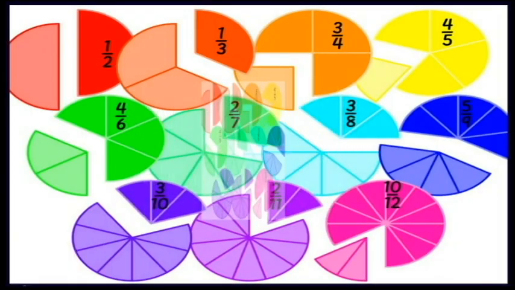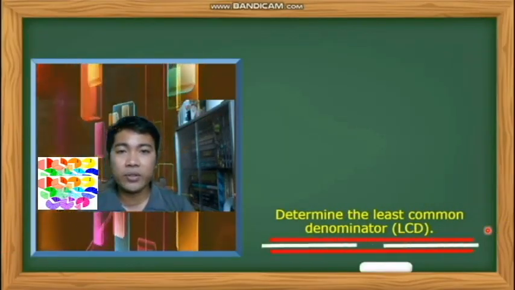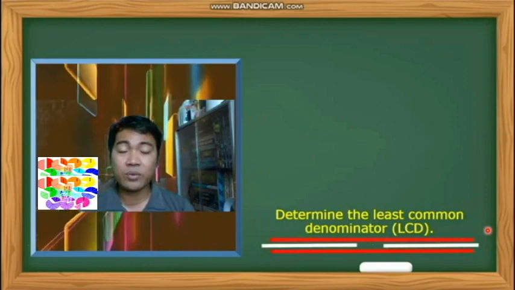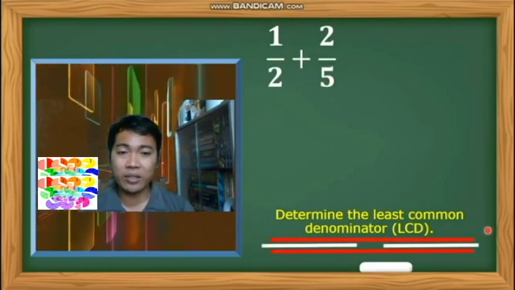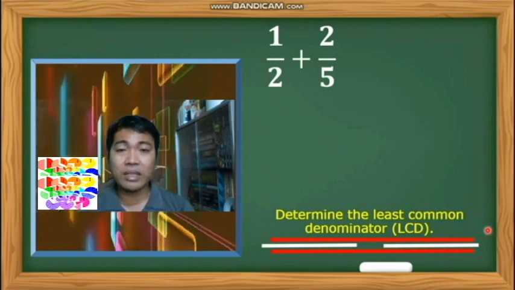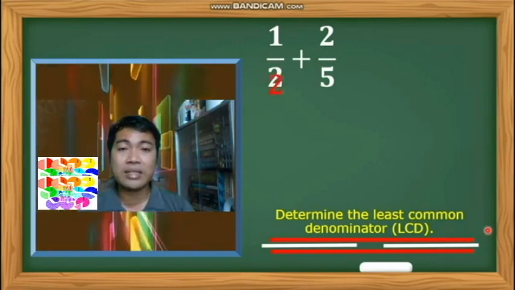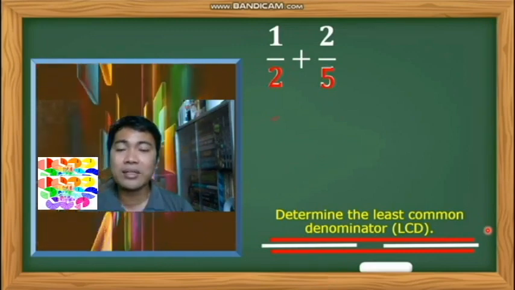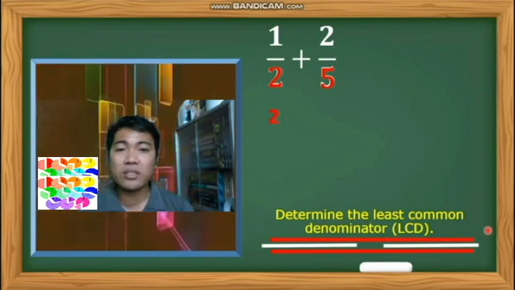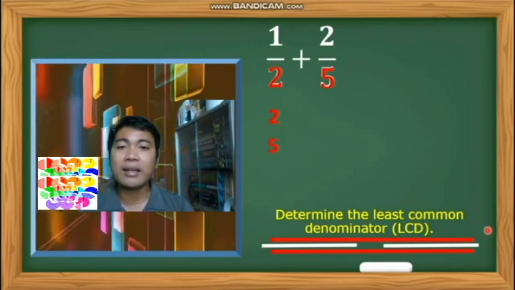So, our given fractions are 1/2 and 2/5. So, 1/2 plus 2/5. So, ngayon, unang alamin natin ang kanilang denominators. So, the denominator of the first fraction is 2 and the second fraction is 5. We'll have to get the LCM or the least common multiple of these two denominators. Alright, so we have 2 and 5.